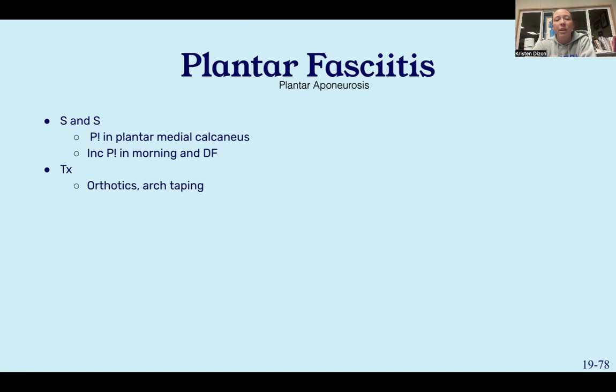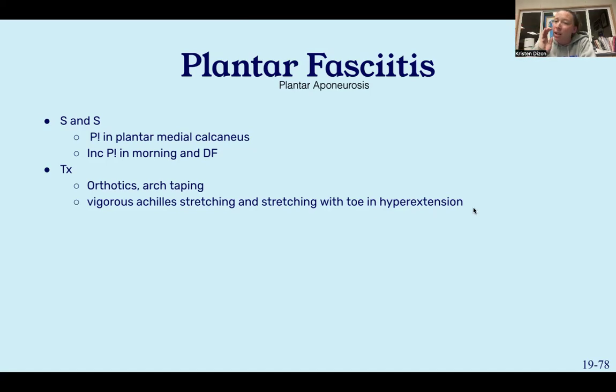What am I going to do for it? I'm going to use orthotics and arch taping. I'm going to use vigorous Achilles stretching. Like I need to go ham on that. And stretching with the toe in hyperextension. So remember, your plantar fascia is going to attach to your toe. So if you don't hyperextend your toes, you're not stretching the full plantar fascia.